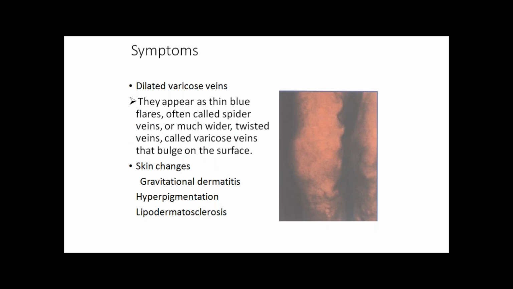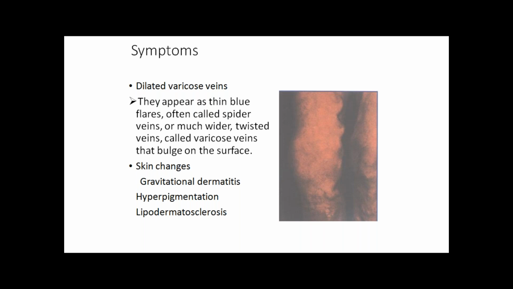There will be dilated varicose veins. Nowadays the classical definition of varicose veins is multiple tortuous, elongated superficial veins which are more than or equal to 3 mm in diameter with classical demonstration of reflux. This is called varicose veins. They appear as thin blue flares, often called spider veins, or much wider twisted veins called varicose veins that bulge on the surface.